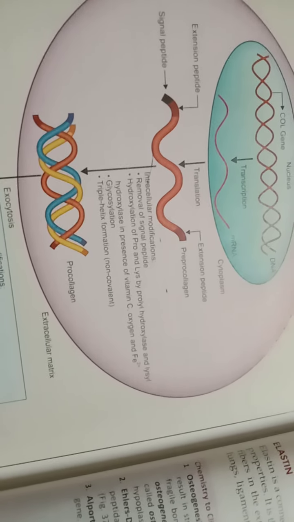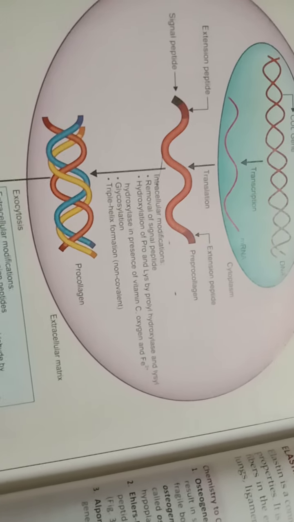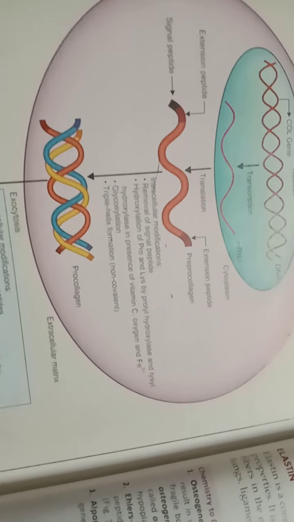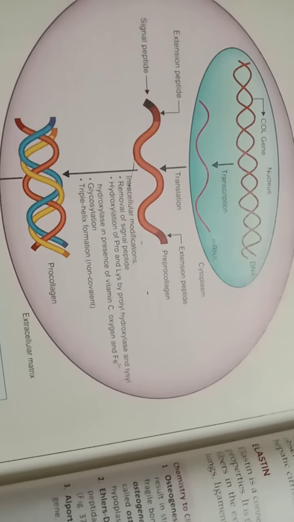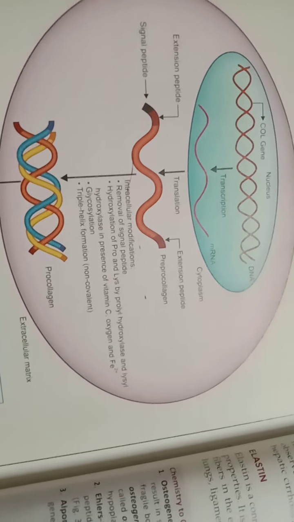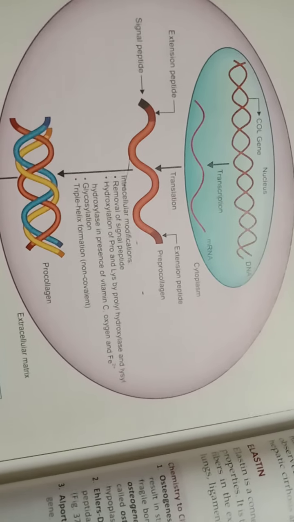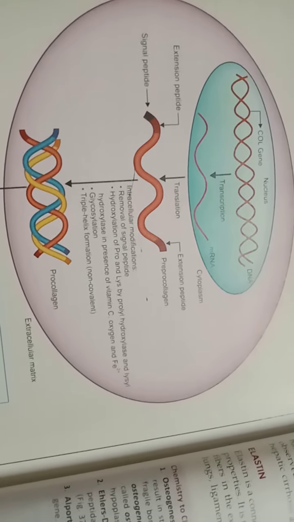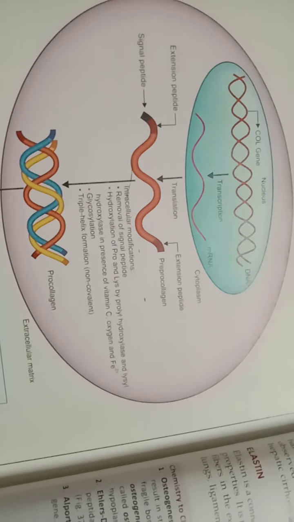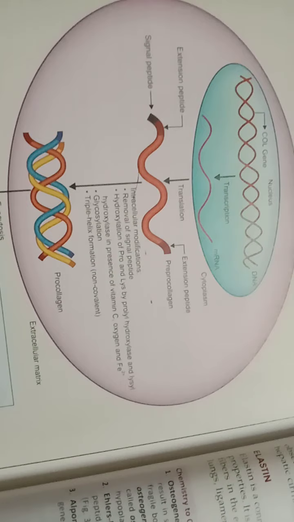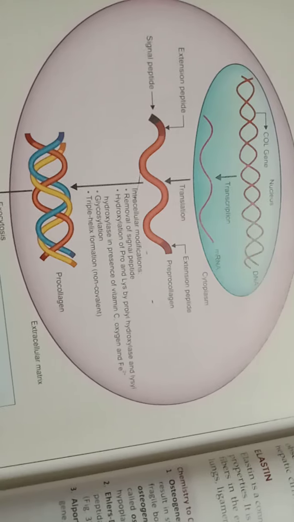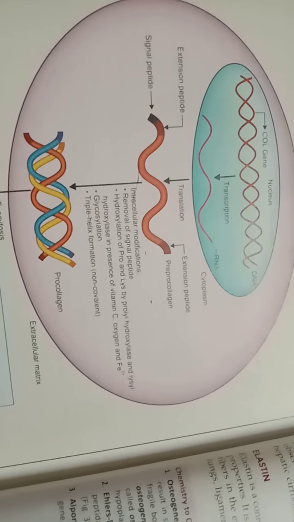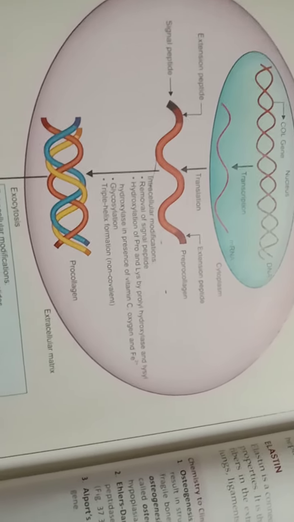So the importance of vitamin C is very great, because if vitamin C is not there, then the mature collagen will not form, and it will cause disorders such as gum bleeding, and that is referred to as scurvy. Now glycosylation and triple helix formation also take place in post-translational modification, and pre-pro-collagen will change into pro-collagen.